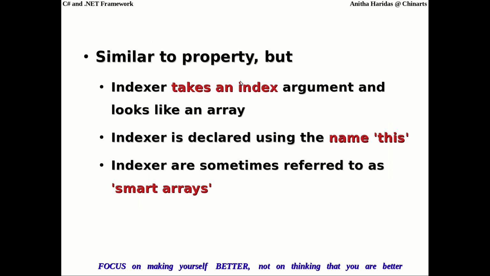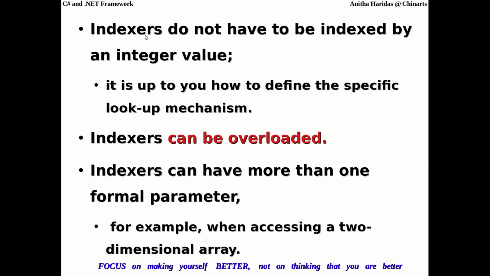And similar to property, the indexes are very much similar to property, but the difference is indexer takes an index argument and it looks like an array, and indexer is declared using the name this, and indexes are sometimes referred to as smart arrays also. And your indexes do not have to be indexed by an integer value. We have seen example also. In the first demo program, we used integer as an index, but in the second demo program, we used string as an index. So it is up to you how to define the specific lookup mechanism in your program.